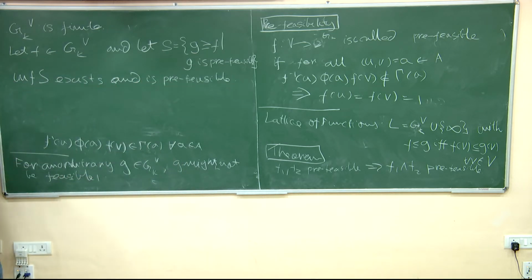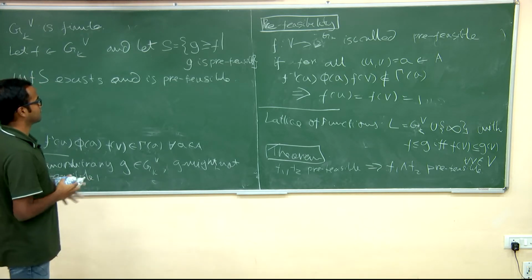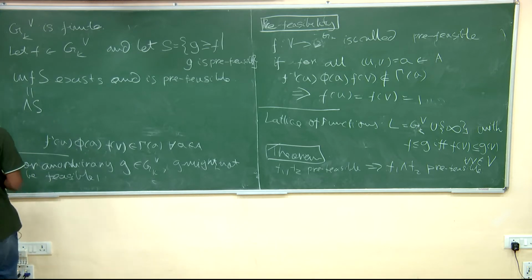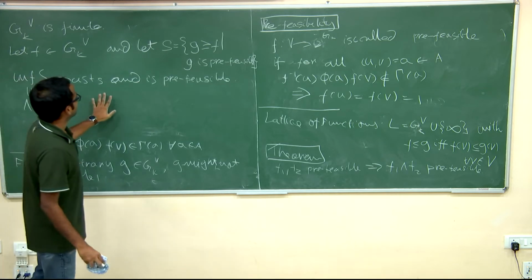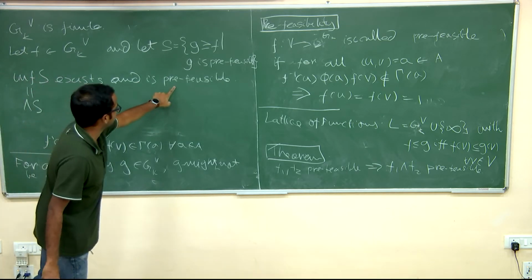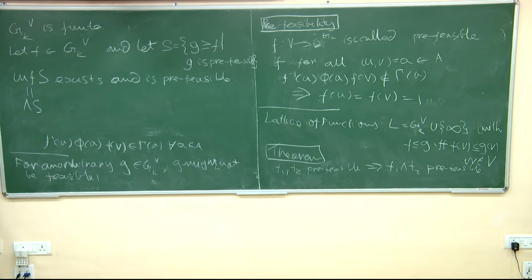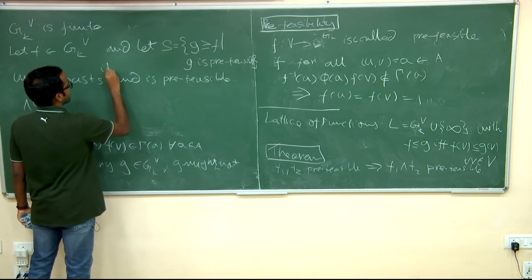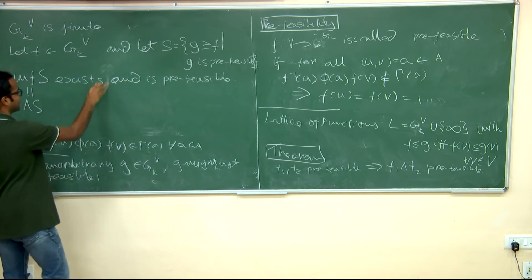So what I'm trying to say is that this exists and is pre-feasible. And it exists anyway because it's a lattice, but the pre-feasibility is the important thing here. It always exists.